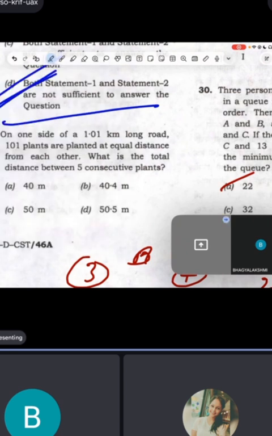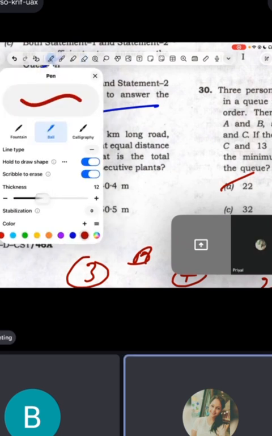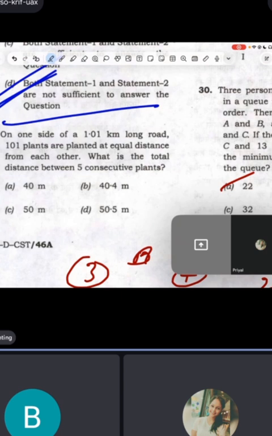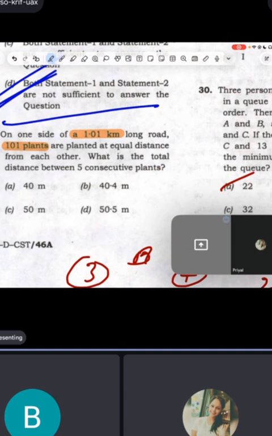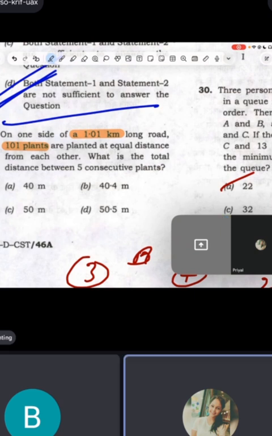Read this question. Question number 26. On one side of a 1.01 kilometer long road, 101 plants are planted at equal distance from each other. What is the total distance between five consecutive plants? So tell me what the question is asking basically.